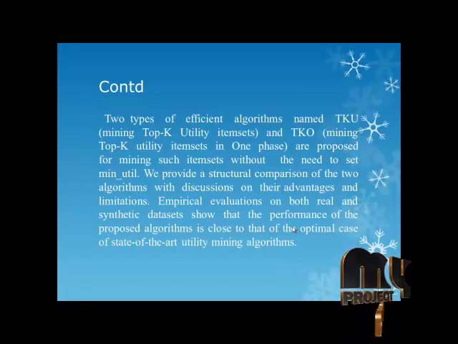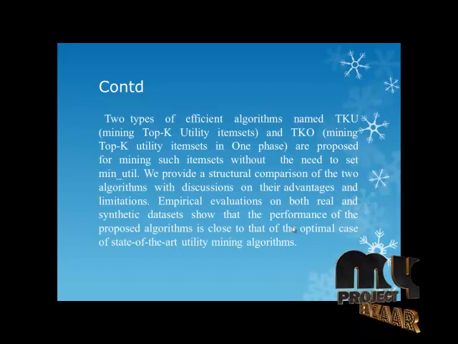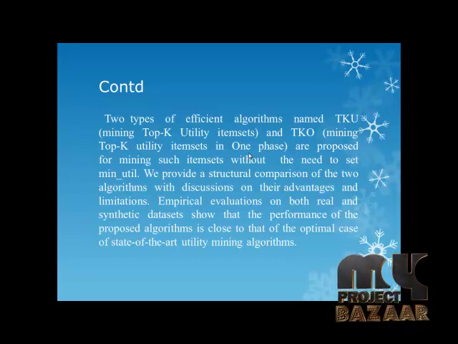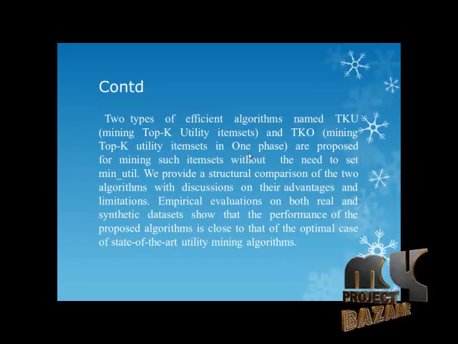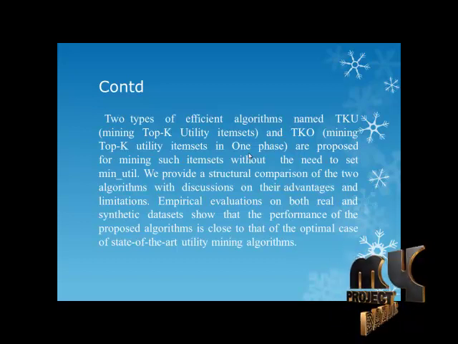Two types of efficient algorithms are used here, named TKU and TKO. TKU means mining Top-K high utility itemsets, and TKO means mining Top-K utility itemsets in one phase. They are proposed for mining such itemsets without the need to set minimum utility. We provide a structural comparison of the two algorithms with discussion on the advantages and the limitations. Empirical evaluation on both real and synthetic data sets shows that the performance of the proposed algorithms is close to that of the optimal cases of state-of-the-art utility mining algorithms.